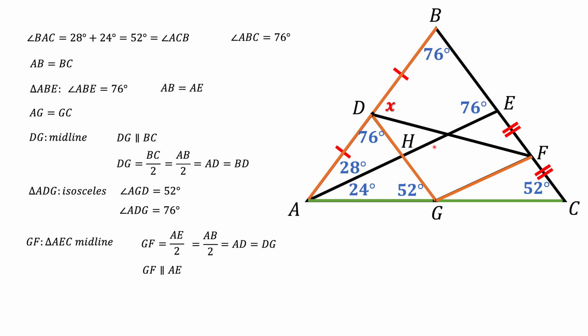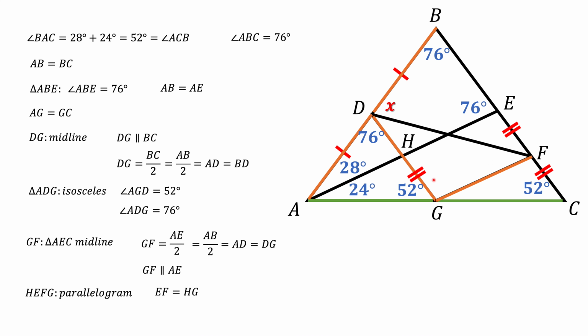And now notice that the quadrilateral HEFG is actually a parallelogram because GF is parallel to HE, and EF is parallel to GH. And in a parallelogram, opposite sides are congruent, so GH equals EF.